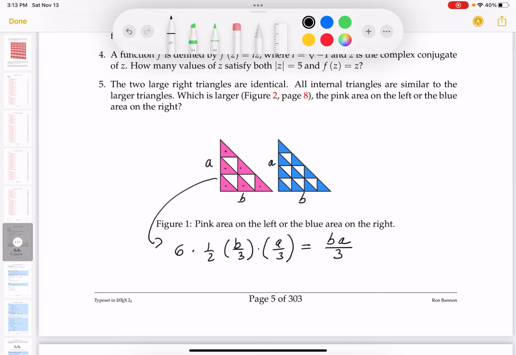Let me see if I did that right. Each triangle's base is b divided by 3, and the heights are a divided by 3. I did okay. Let me do this guy over here. How many triangles you got there? 1, 2, 3, 4, 5, 6, 7, 8, 9, 10. There's 10 of them.